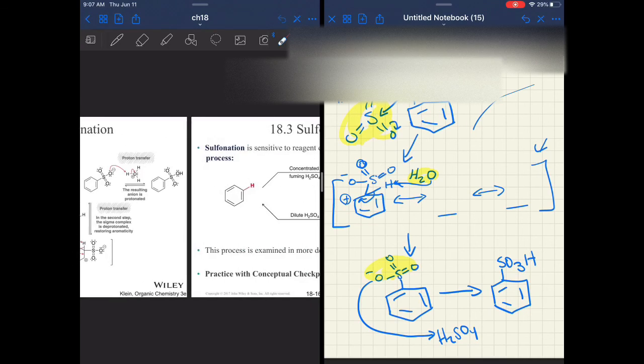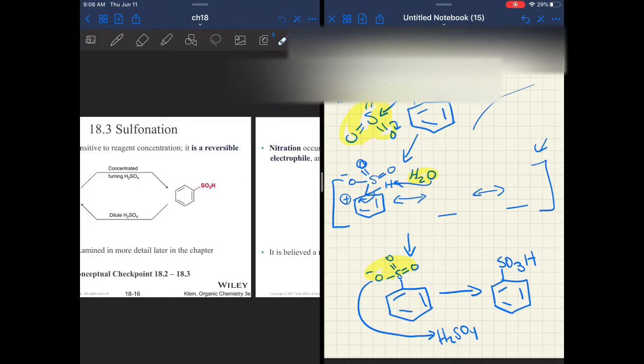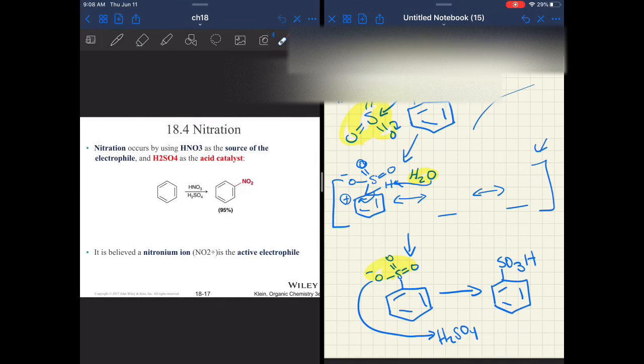In the next video, we will talk about the next reaction. Klein does show you that sulfonation is reversible, and that can be helpful for some synthesis. You can put this on, block this position, take it back off. I don't focus on the reverse reaction of sulfonation, so you can just keep going from here, and we will hit nitration in part 2.